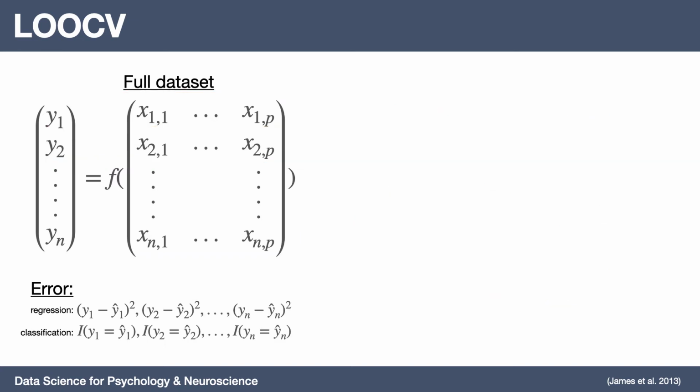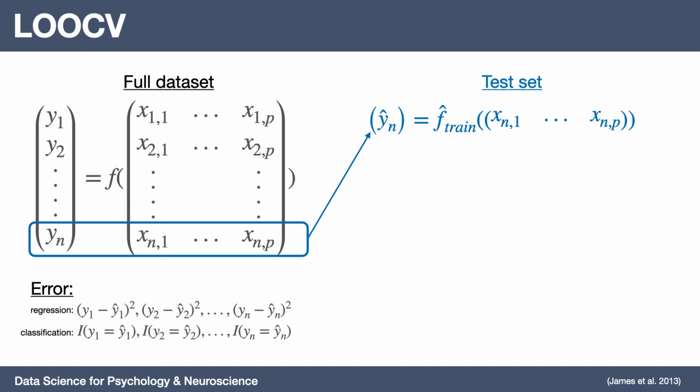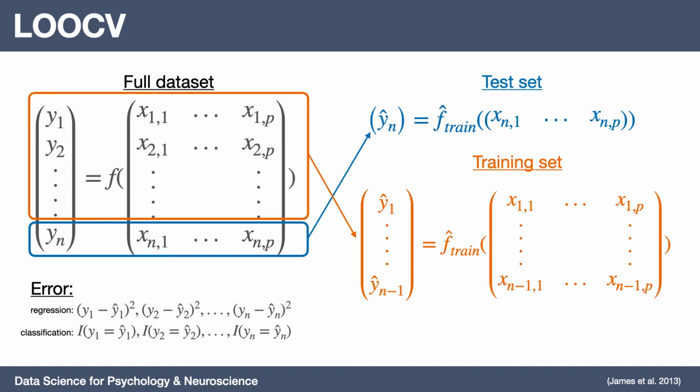You just keep doing this over and over again until you get down to your last observation. So I have n observations, which means I do this n times. I take the last observation, set it aside as my test set. I learn a model from my training data, in this case y1 through yn minus 1 and x1 through xn minus 1.